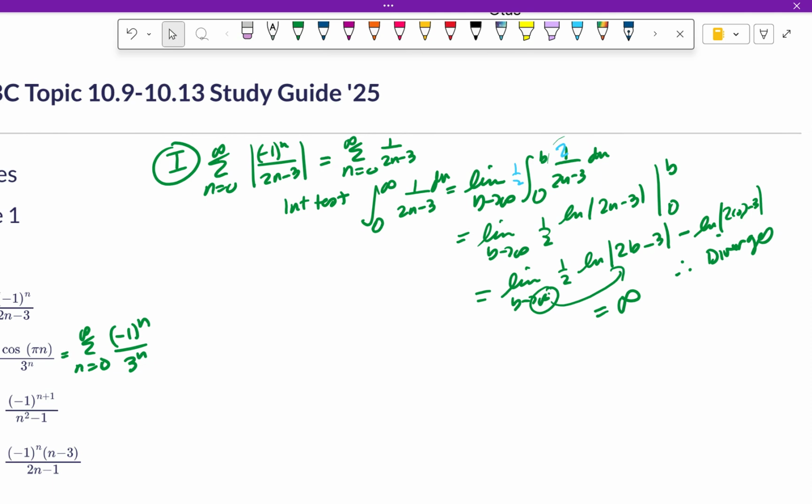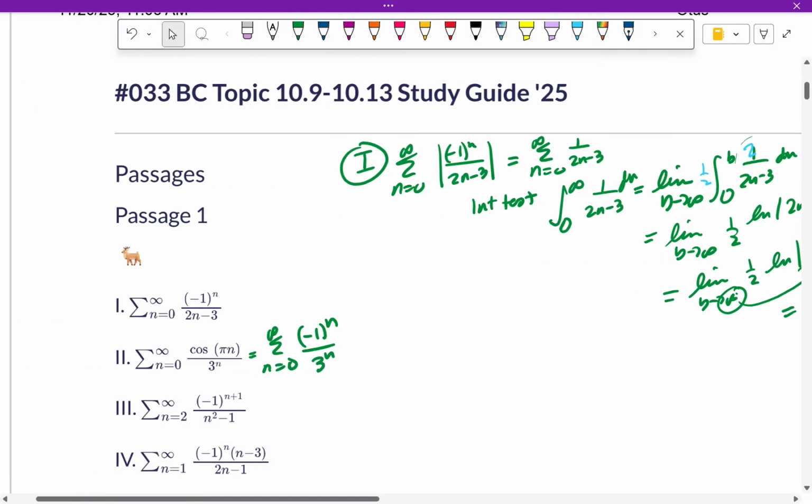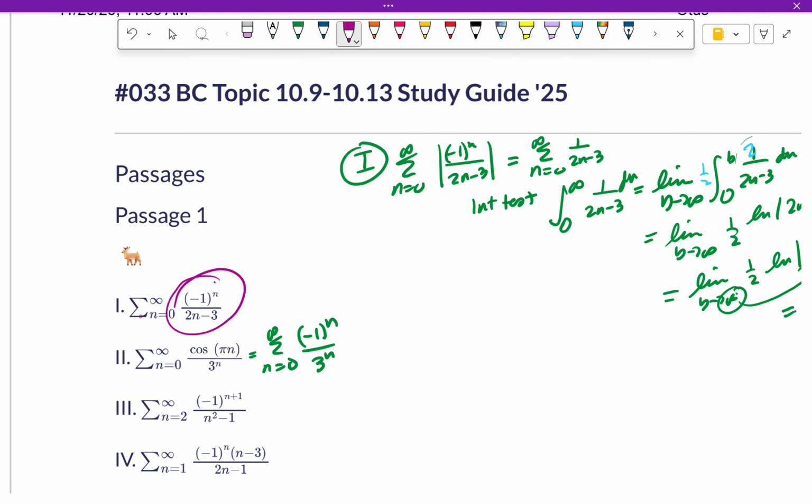So I now need to test the series the way it looked originally, not the absolute value of it, and run a series test on it. I'm going back to my original series here. If I were going to pick a series test without looking at the absolute value, what series test would we pick? Yep, so now I'm going to do an alternating series test on the same one. The alternating series test states that I do the limit as n approaches infinity of 1 over 2n minus 3, which is going to equal what?